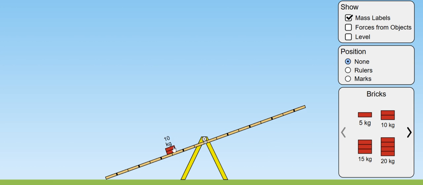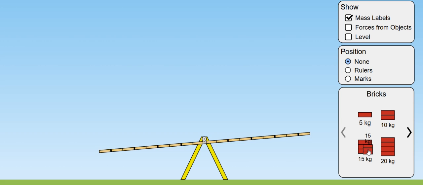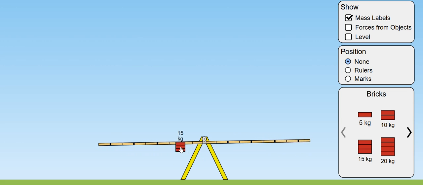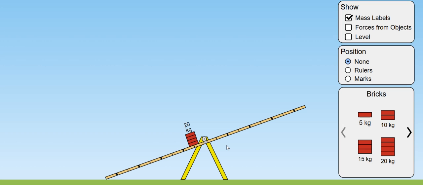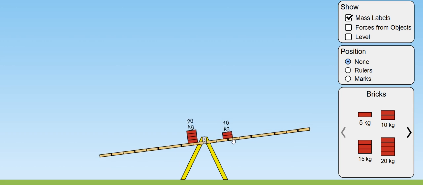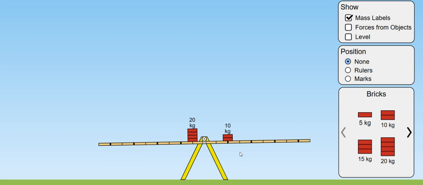Now, let's say we keep these back. And let's say I take a 15 kg weight, or even better, I take a 20 kg weight, and I keep it just 1 block away from the pivot. And now I take a 10 kg weight, and I keep it, let's say, 2 blocks away from the pivot. Well, what do you know? They balance each other out.